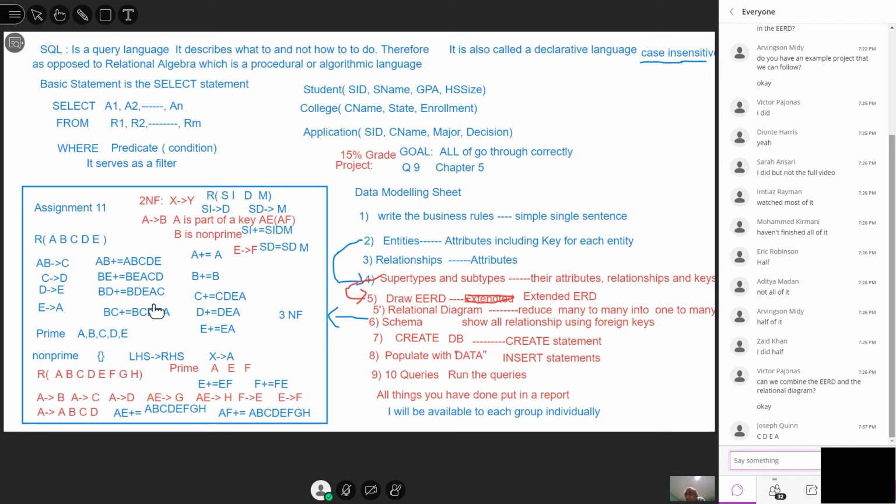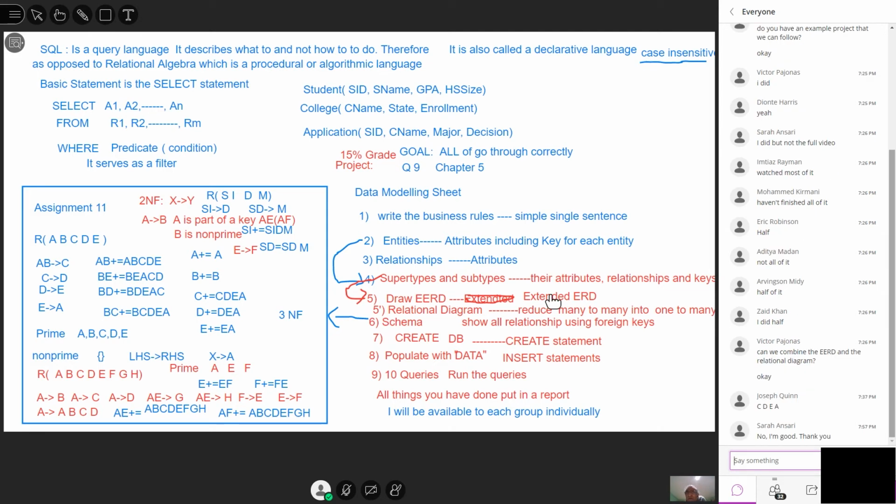Any questions on this, on 11? Okay. Anybody else has a question? It's very important. This is important for the quiz. This is important also for the final, because you will get a question just like this.